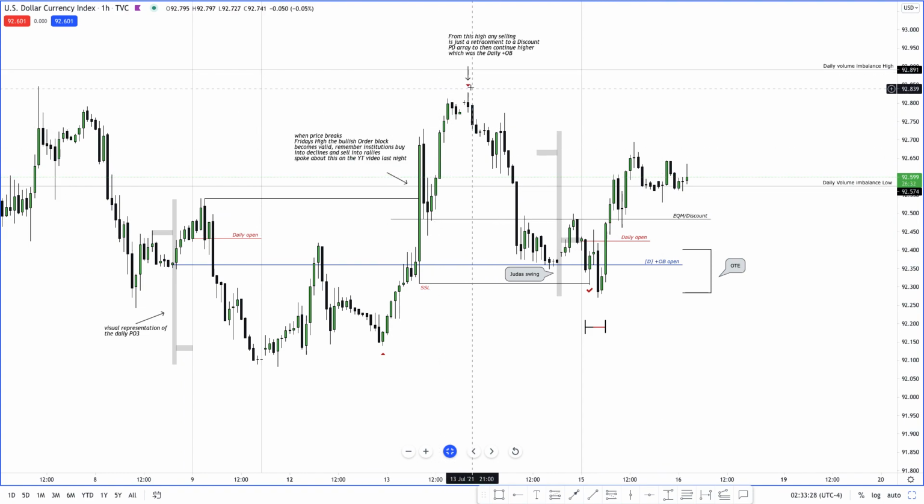Okay, so price went up, made this high. Okay, so then from this high, any selling is just a retracement to a discount PD array to then continue higher.